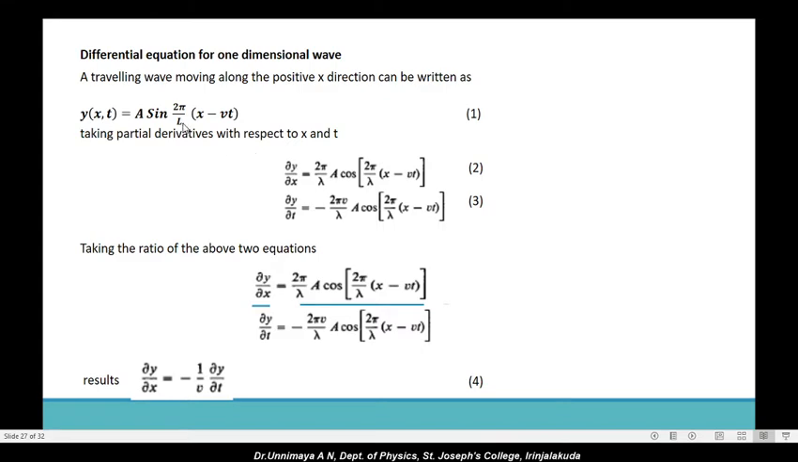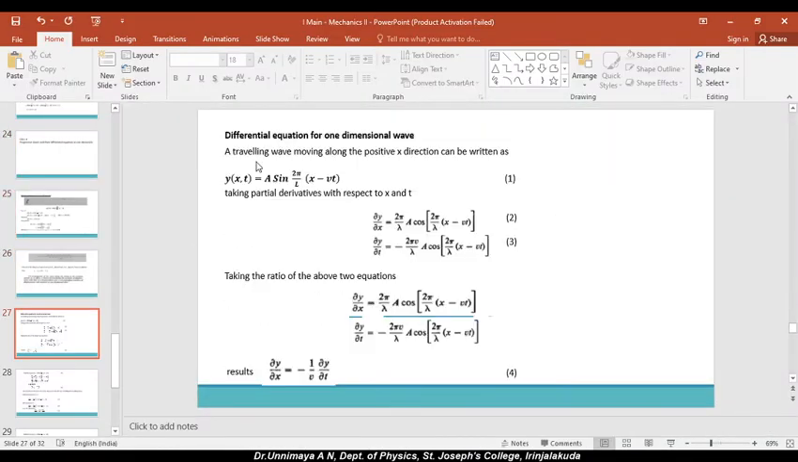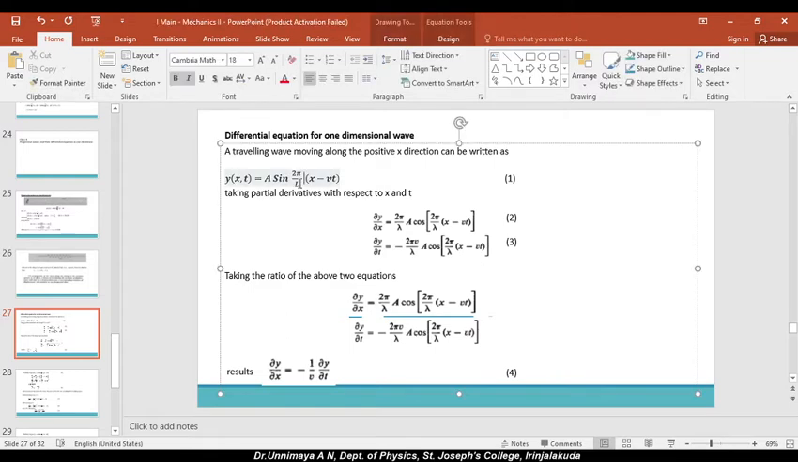Here they represent lambda instead of l. So ∂y/∂x is equal to, one minute, here they represent 2π/λ instead of l.